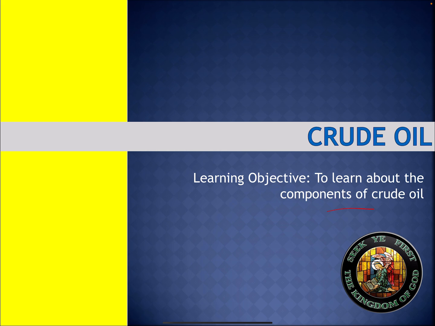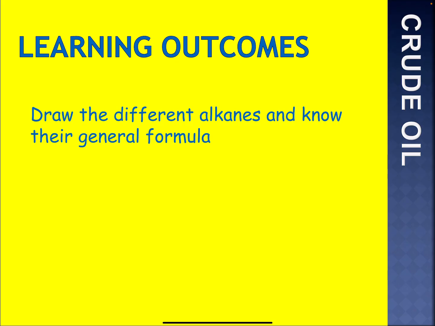The objective today is we're looking at crude oil. Crude oil is part of the organic chemistry topic, which is topic 7. And the objective is to learn about the components of crude oil. What we're hoping is you will be able to draw different alkanes and know their general formula.